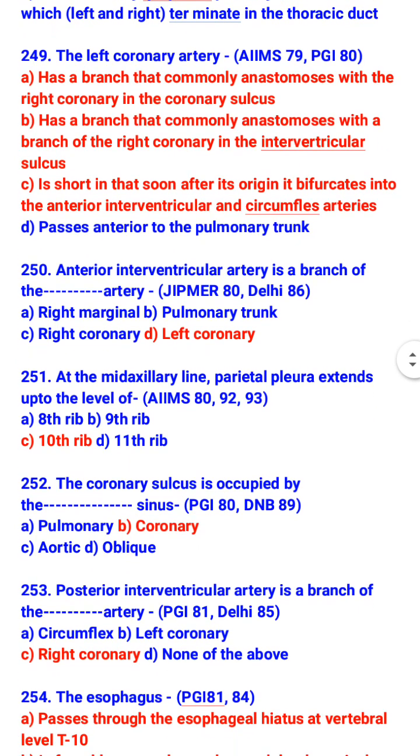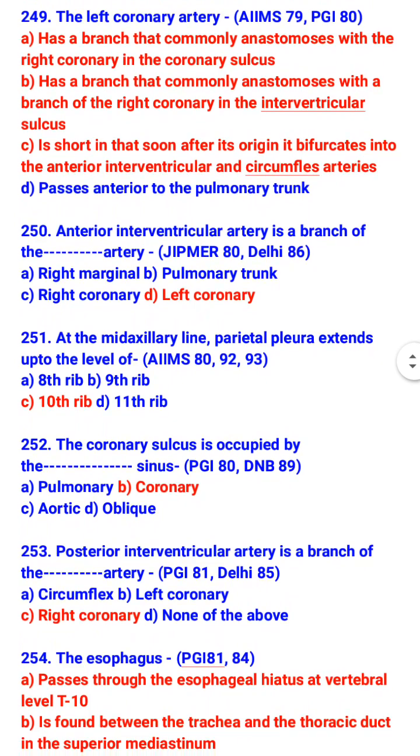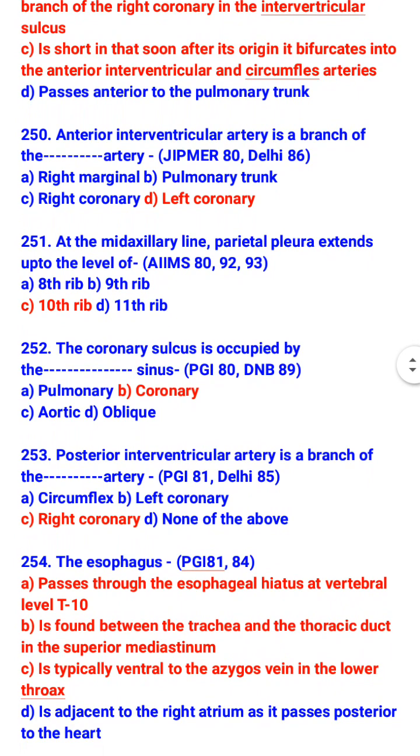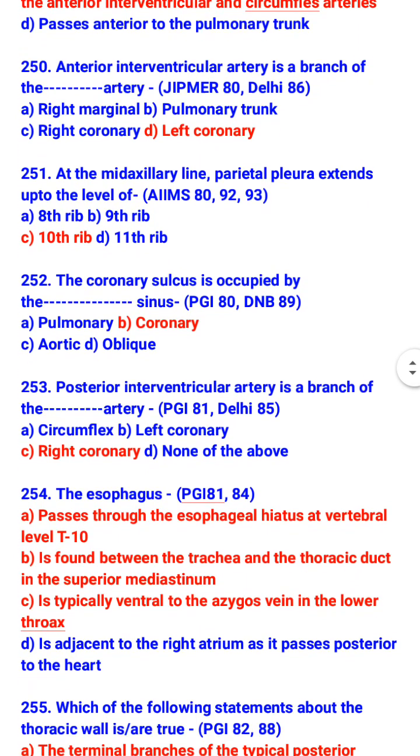At the mid axillary line, parietal pleura extends up to the level of 10th rib. The coronary sulcus is occupied by the coronary sinus.